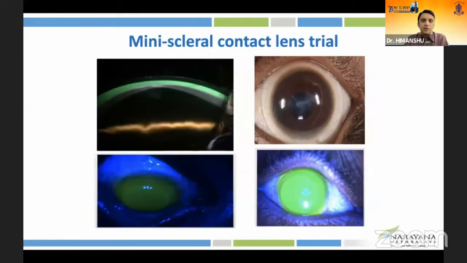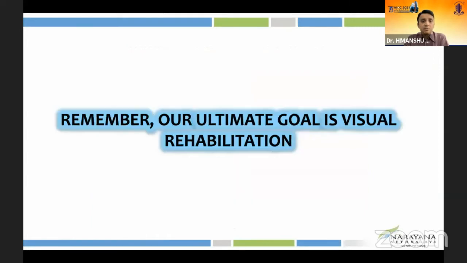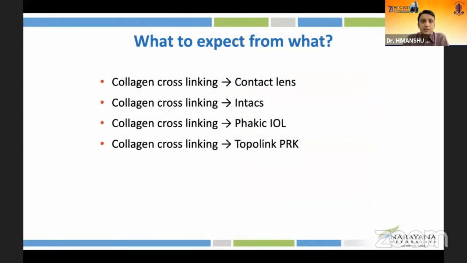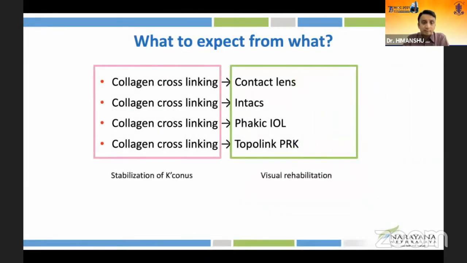With such a low stromal thickness, I thought we had better do a DALK. But when we did a contact lens trial, with the contact lens her vision improved significantly, and she said, I would rather wait for some time. So remember, the ultimate goal of all such cases is visual rehabilitation.